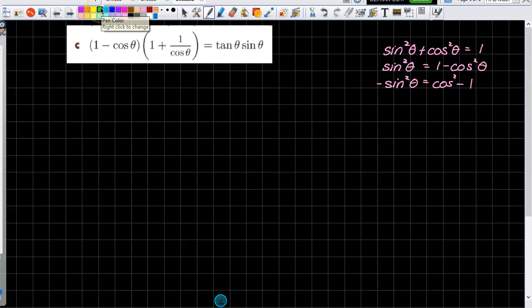I'm feeling green, so we'll go left-hand side, and we expand as per normal. So 1 times 1 gives me 1. 1 times 1 over cos gives me the 1 over cos. Minus cos times 1 is minus cos. And then a negative cos times a positive 1 over cos. So a negative times a positive is a minus. And what's cos theta times 1 on cos?